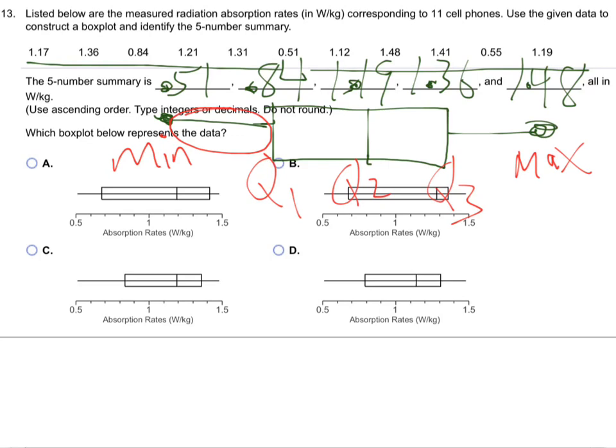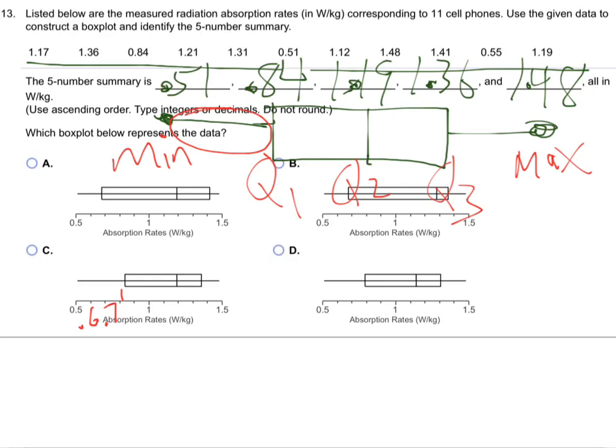Because this, I don't know if I can write that small. This is 0.6, 0.7, 0.8 is right there. The beginning of the line starts at 0.51. Beginning of the line. Is that making sense?